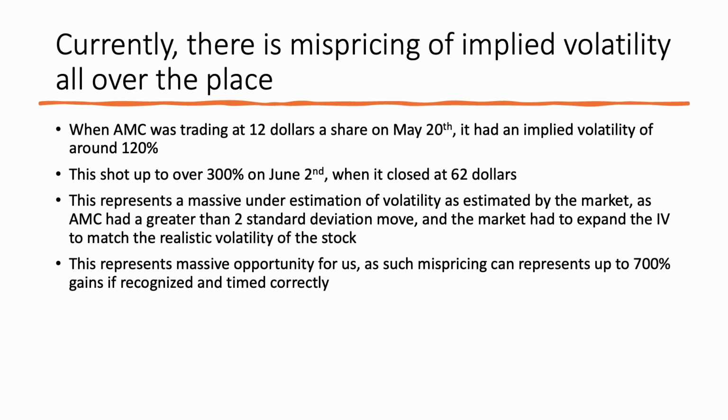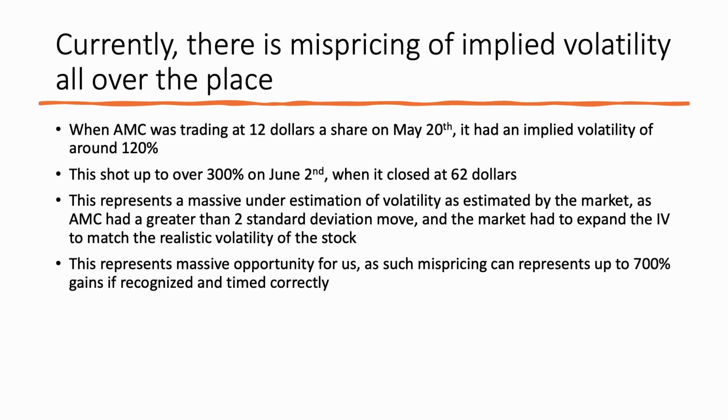Now, despite this pricing, the implied volatility shot up to over 300% on June 2nd when it closed at $62 a share. So this means that even though the market is pricing in extreme levels of volatility, because it's literally pricing that it can go to zero, they are still mispricing it. It is still not enough. And this move overall represents a greater than 2 standard deviation move in the market.